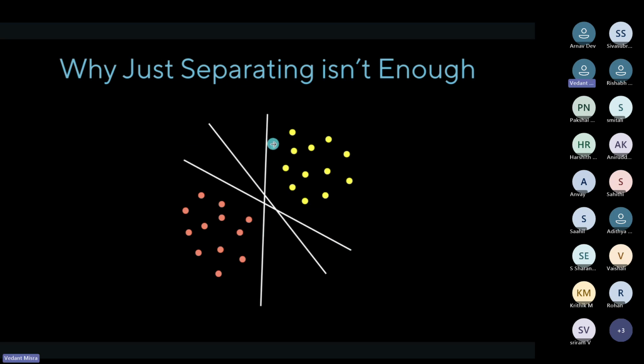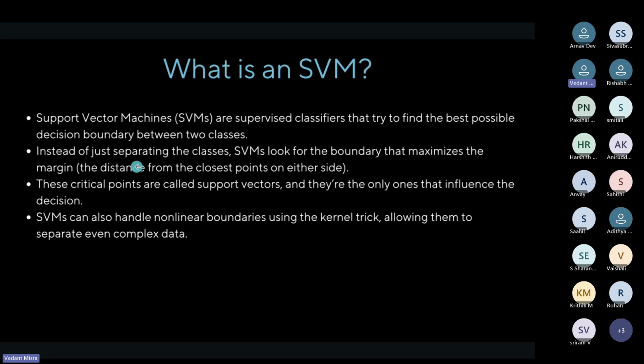In this line, because we're too close to the yellow point, technically we're classifying this point as red, but because it's so close to this yellow cluster, there's a chance that it actually belongs to the yellow class. So just creating a linear separator is not enough. We want to create one that leaves the widest margin between the two clusters. And that's basically what SVMs do.